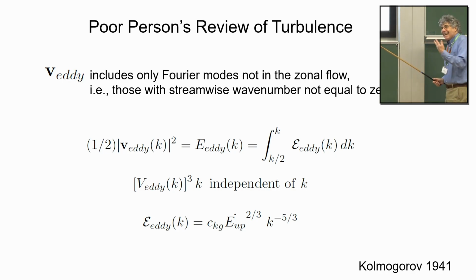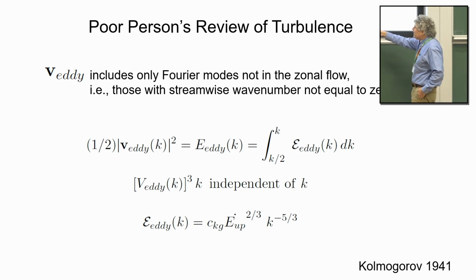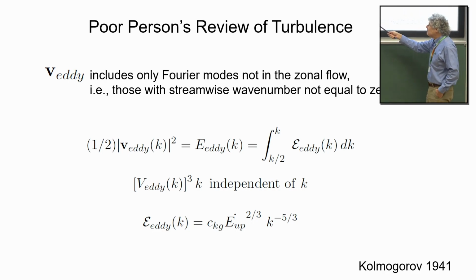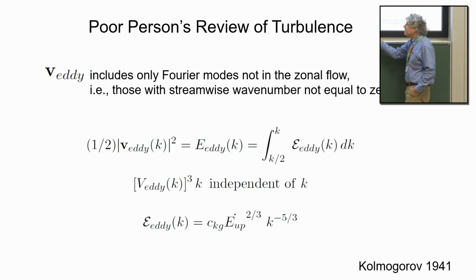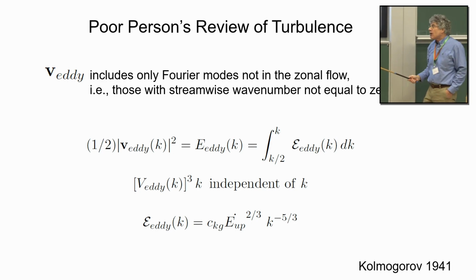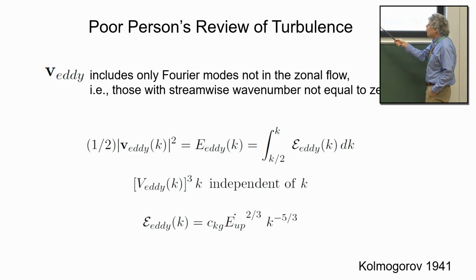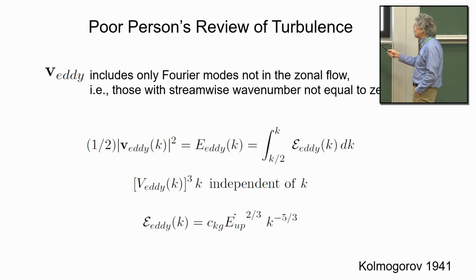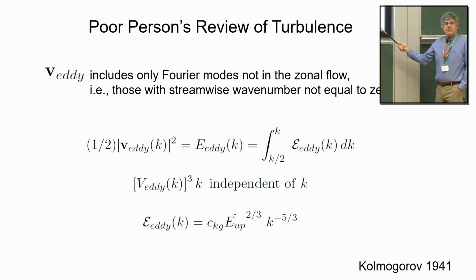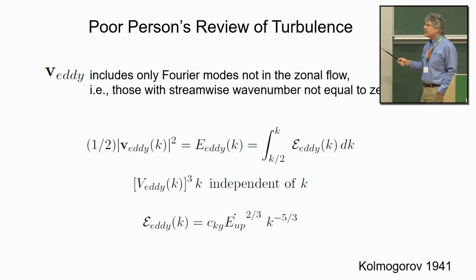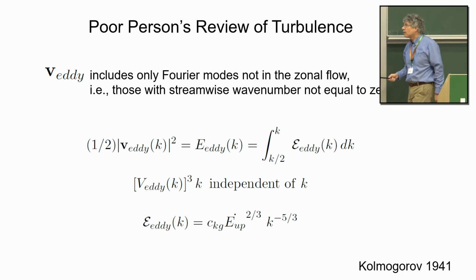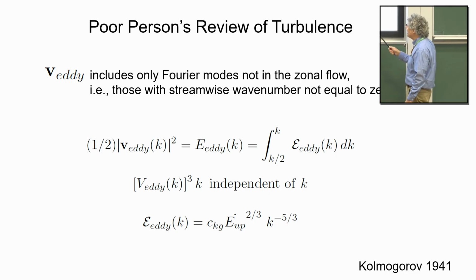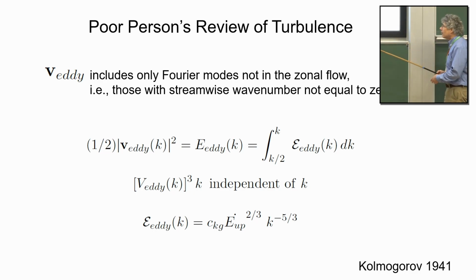So kind of using standard turbulence, right? The amount of kinetic energy associated with eddies of some wave number k, I'll call E eddy of k, and following kind of old ideas, this is an integral between k over 2 and k of the differential energy, kinetic energy spectrum, E eddy of the flow integrated over k. So if I weren't worrying about zonal flows, I just wouldn't have the word eddy here, and I would include all wave numbers.